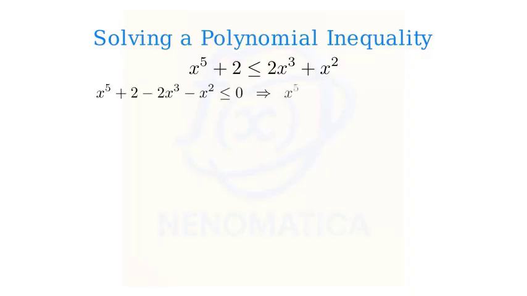In this lesson, we will solve the polynomial inequality x to the power of 5 plus 2 is less than or equal to 2x cubed plus x squared. We'll factor the polynomial, find the real roots, and use a sign table to determine the solution set. Step 1. Move everything to the left side to put it in standard form. P of x less than or equal to 0. Then define P of x.